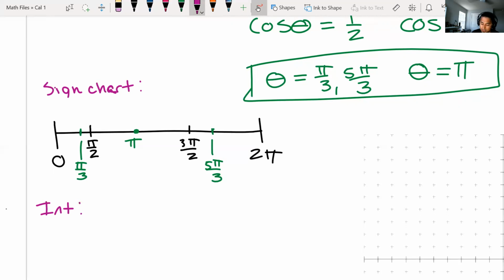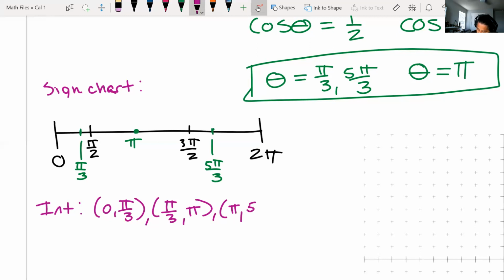So the intervals I have are going to be from 0 to pi over 3, and then pi over 3 to pi, and then pi to 5 pi over 3, and then 5 pi over 3 to 2 pi.